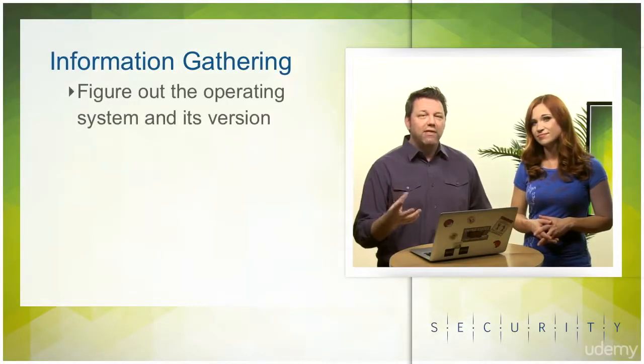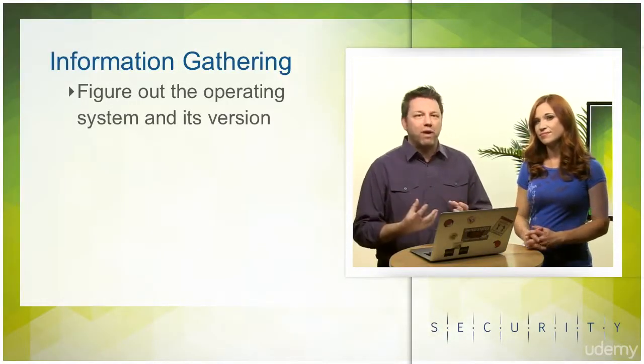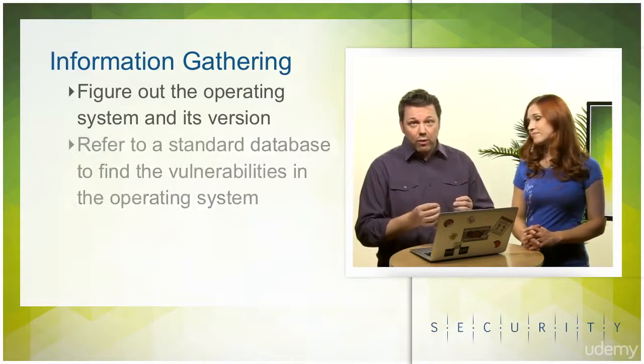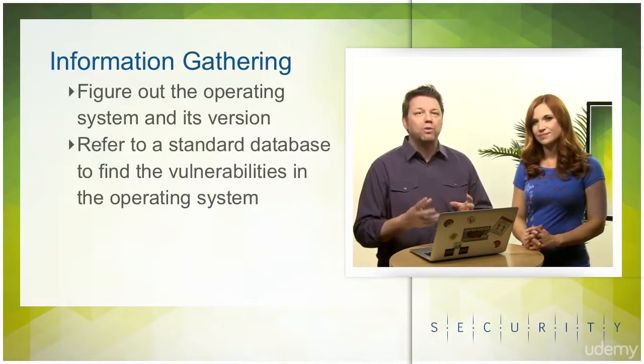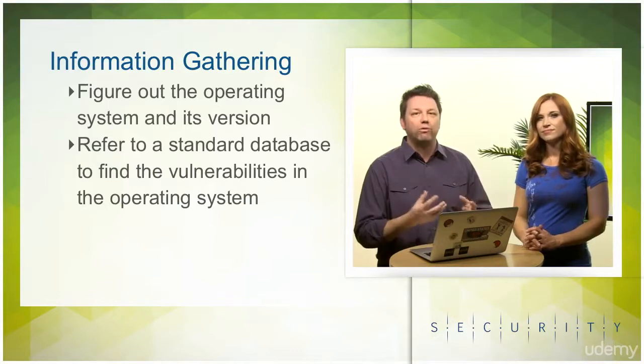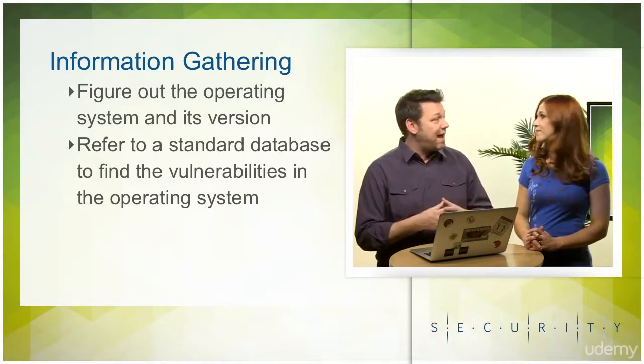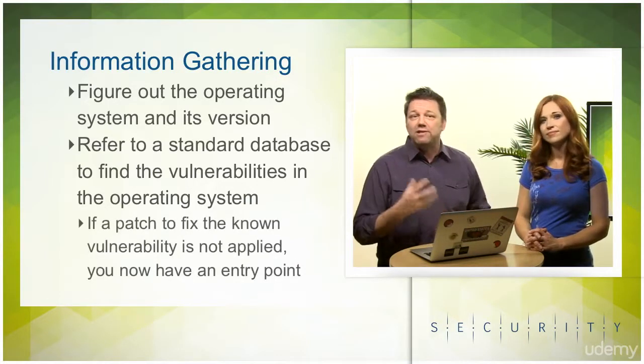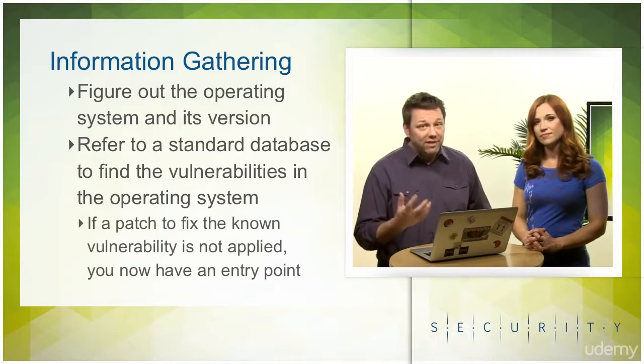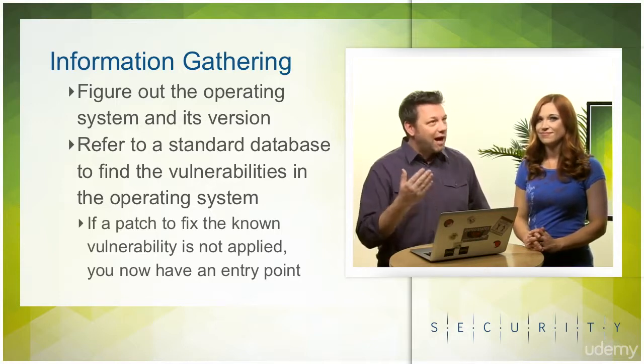You may be thinking that a firewall will be in place for protection. That may not be true in all cases. There are programs that circumvent the firewalls to get to the ports. Once you know the ports and access points, the next step is to try to figure out the operating system and its version. When you have those details, you can refer to a standard database to find out the vulnerabilities in that version of that particular operating system. If an installation has not applied a patch to fix the known vulnerability, you now have an entry point.